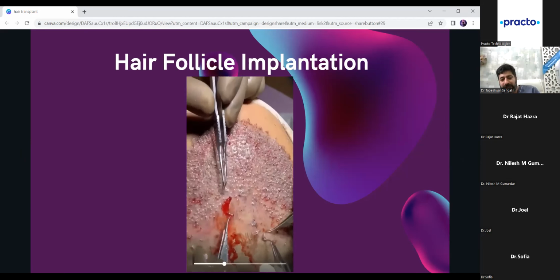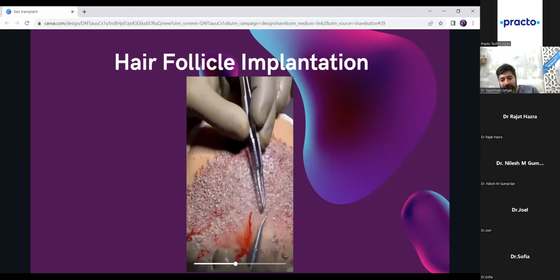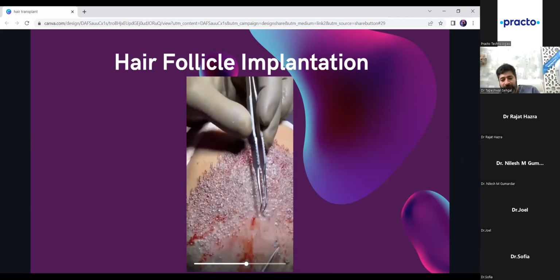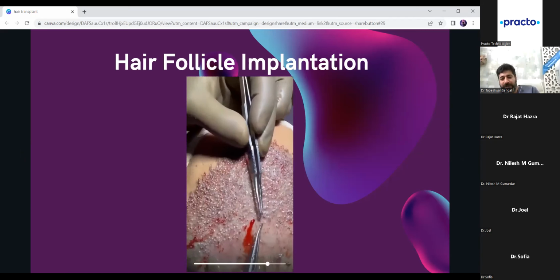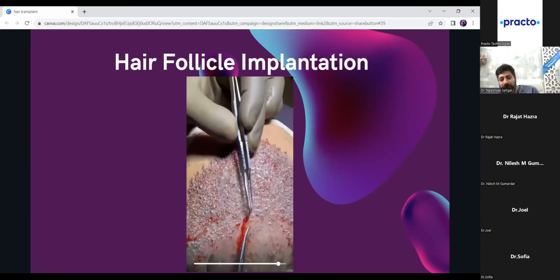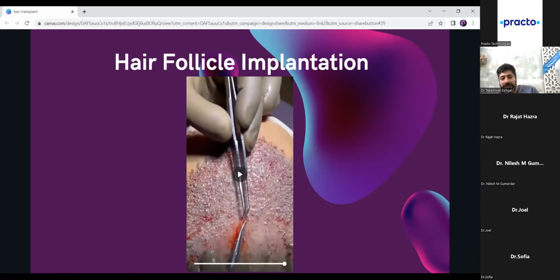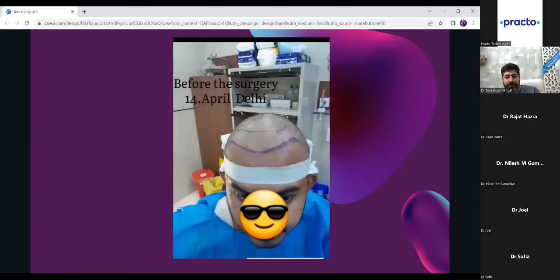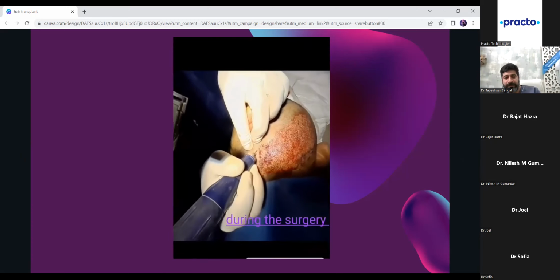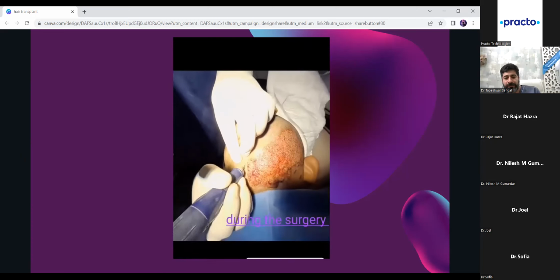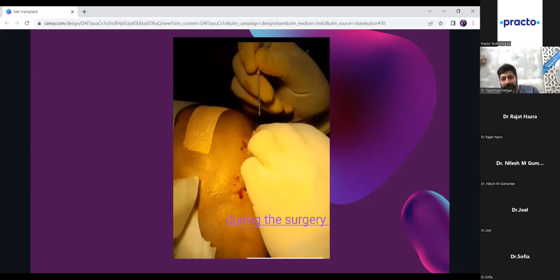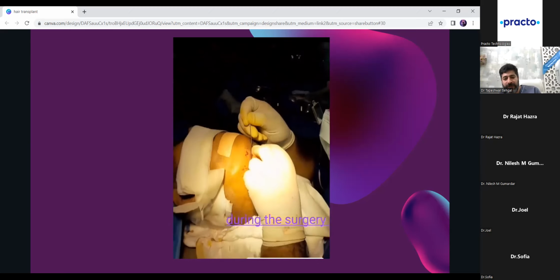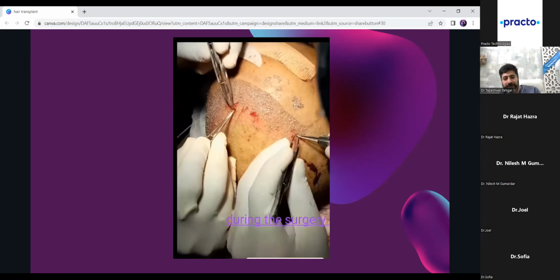Sometimes a patient doesn't agree to two-stage transplantation. So what we do, we give a very good density. It is the frontal look which matters to the patient. Rest of the scalp, we can do a little sparse just to adjust the number of grafts we have. This needle we are using for the front, to make the slits.